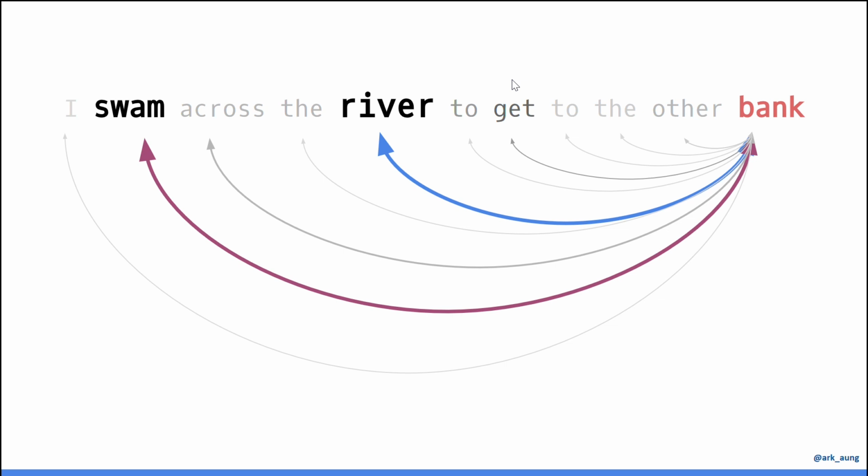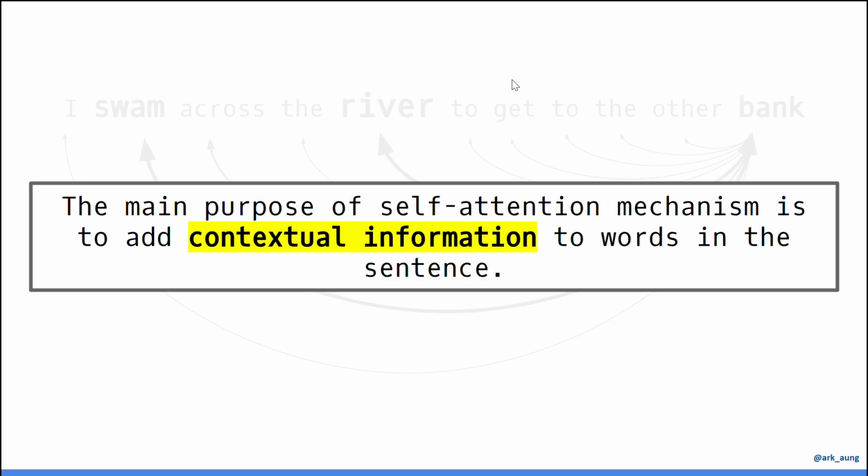Here, we want to augment the meaning of the word bank with two words, swam and river, where the other words might not be that important. So that is the main purpose of the self-attention mechanism. Its main purpose is to add contextual information to words in the sentence.